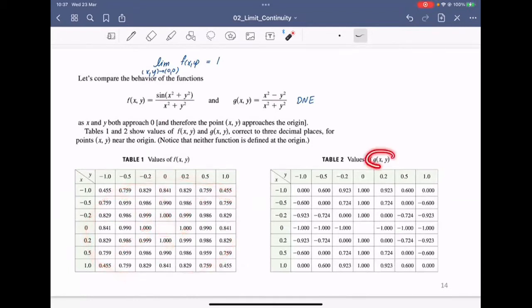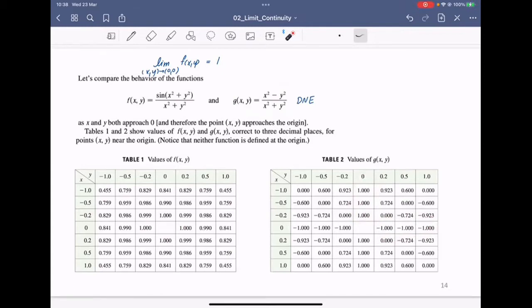But g(x,y) is a function whose limit does not exist as the point approaches (0,0), because along some lines you get 1, and along some lines you get -1. For this case, if you can find two lines where the limits are different, you conclude that the limit does not exist. This is the way we conclude that a limit does not exist.